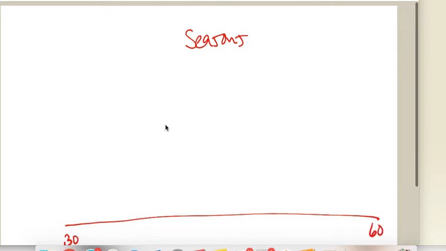So I might go like this. I might say 30 to 35. And maybe here I'm going to go from 36 to 40. These are my intervals. Remember we said you don't have to do singular intervals. This might be from 41 to 45, maybe 46 to 50, 51 to 55, and then here 56 to 60. And then I can put my X's above.